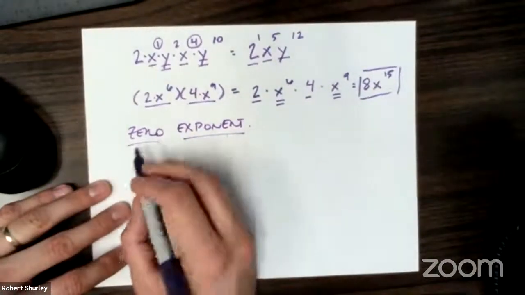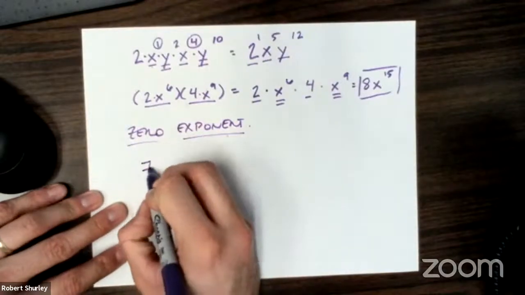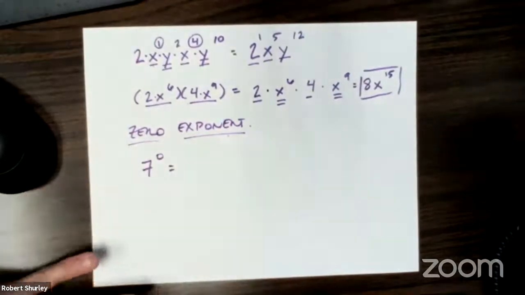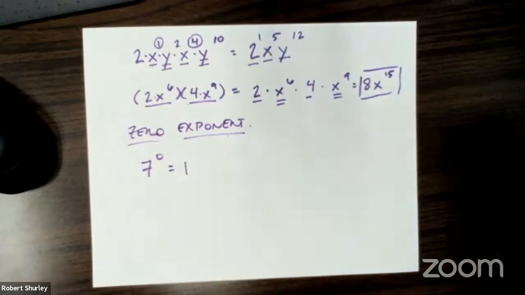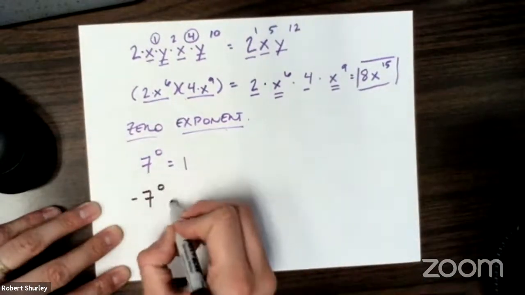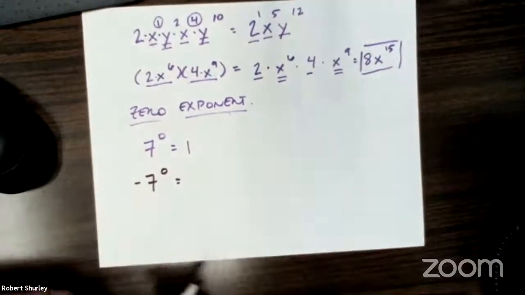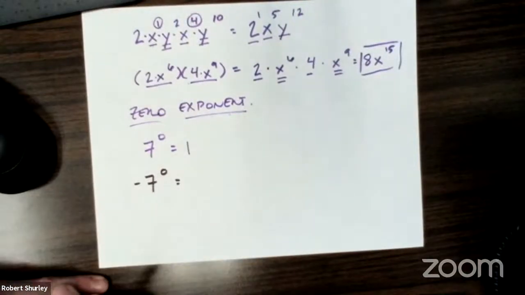We just have to be careful. Like your book says, 7 to the 0. Anything raised to the 0 power is just 1. I'm going to tell you, you have to be careful here with parentheses, because if we had -7 to the 0 power, that 0 is only attached to the 7.